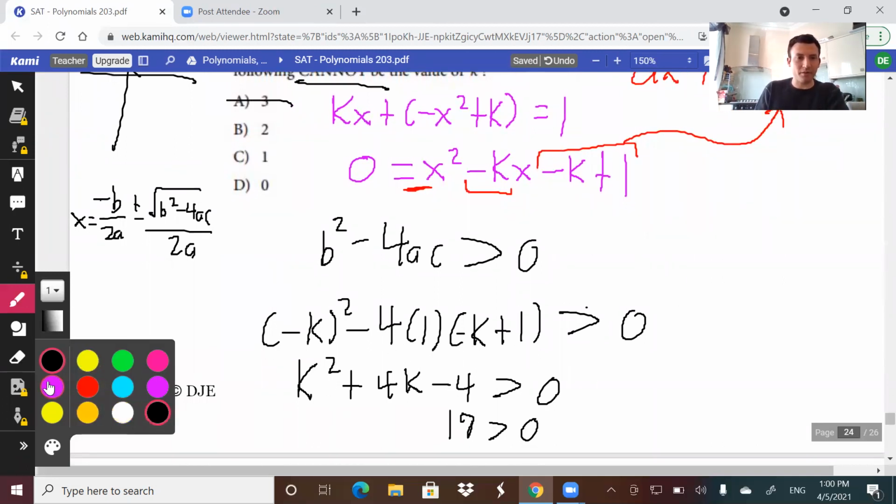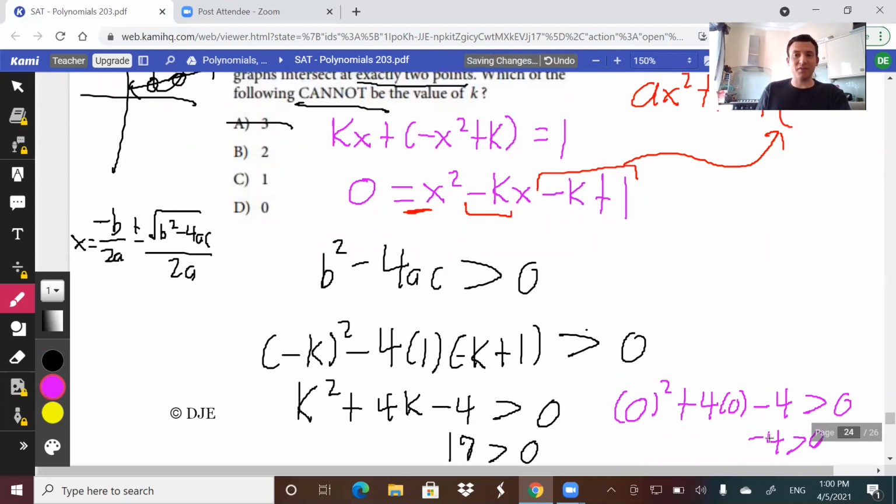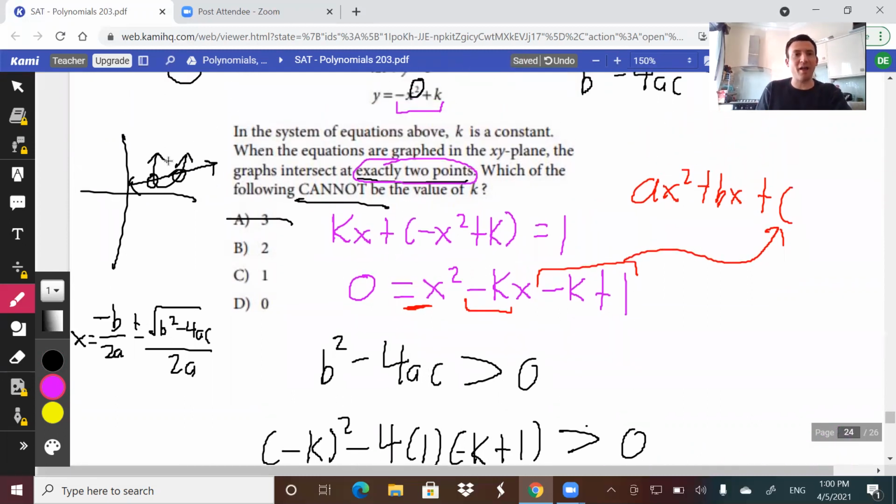If k is 0, we would have 0 squared plus 4 times 0 minus 4, and it's trying to tell us that negative 4 is greater than 0, which it isn't. If we end up getting a negative on our discriminant, b squared minus 4ac, then that tells us immediately we don't have any solutions. If we're supposed to have exactly 2 points where the line and the quadratic cross, then k just cannot be 0.